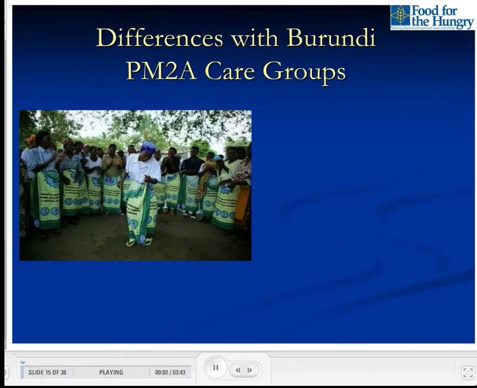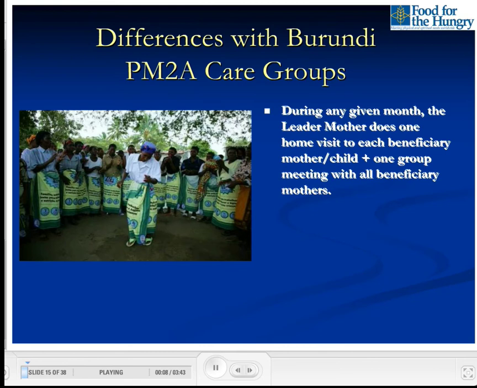Now, there are some differences in how we've applied care groups in Burundi where we're using the PM2A approach. One is during any given month, the leader mother does one home visit to each beneficiary mother and child, plus one group meeting with all beneficiary mothers. So basically they take turns. 1 2-week period, they do home visits to every mother. Another 2-week period, they bring all the mothers together to educate them in that group, all of the beneficiary mothers under that leader mother. So every leader mother has a small group meeting with her beneficiary mothers.